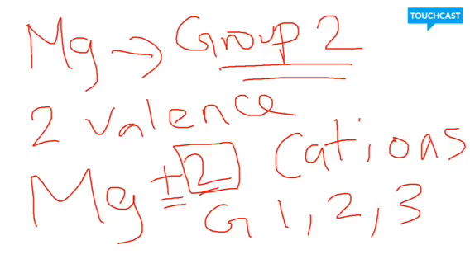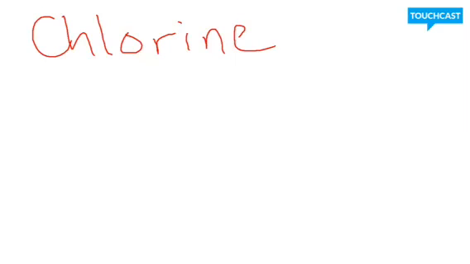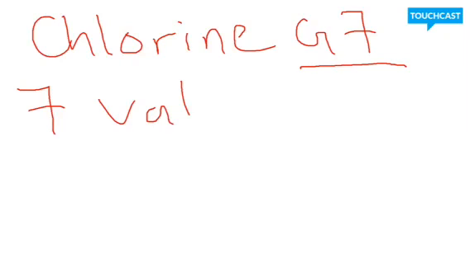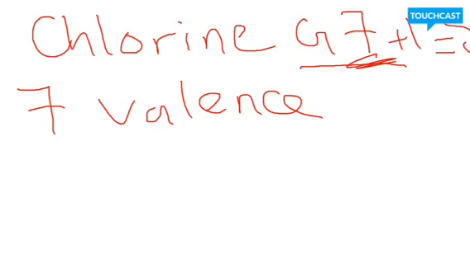Now, we don't have only positive ions, we also have negative ions. So for example, chlorine, it's an element in group 7, which means it has 7 valence electrons. Now, chlorine here is not full. It's not happy. It needs 1 more electron for it to be complete. It's 7, it needs 1 more to become 8.